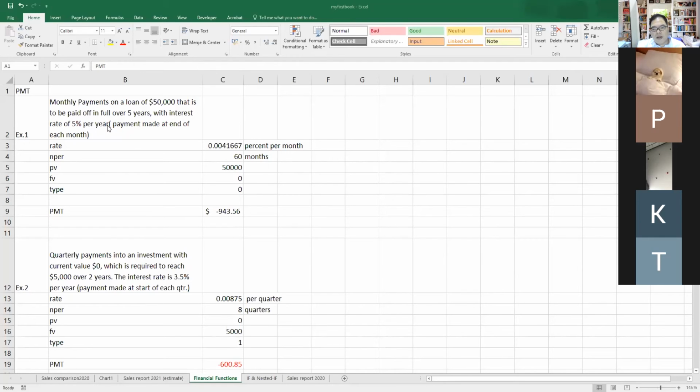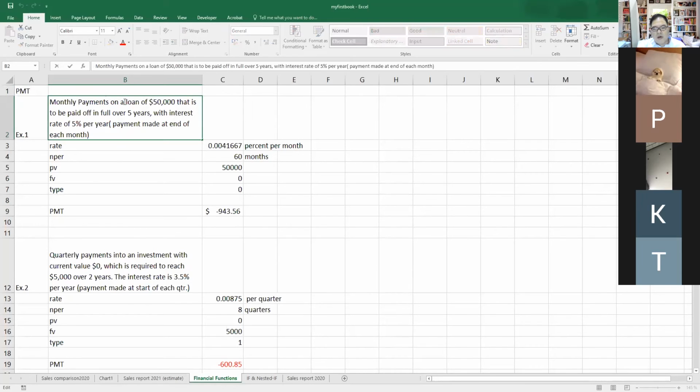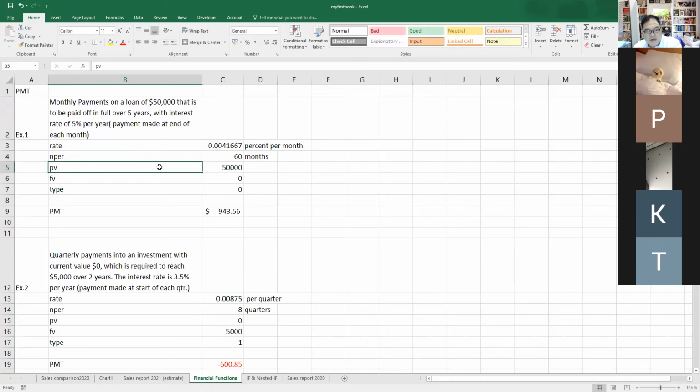For example, in last class in the PMT functions example number 1, you can see that we talk about the loan that we have. We borrow the money for a loan of $50,000. So what will happen? That means for PV, or present value, it means the amount of money that you have at that moment of time. That means on the first day you get the money from the bank, 50,000. That's why it's positive 50,000.